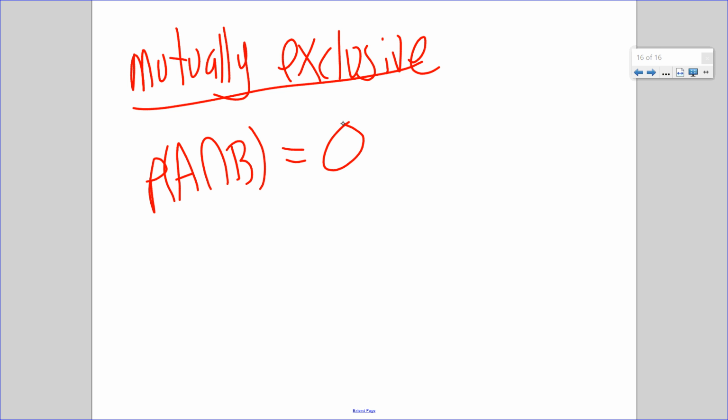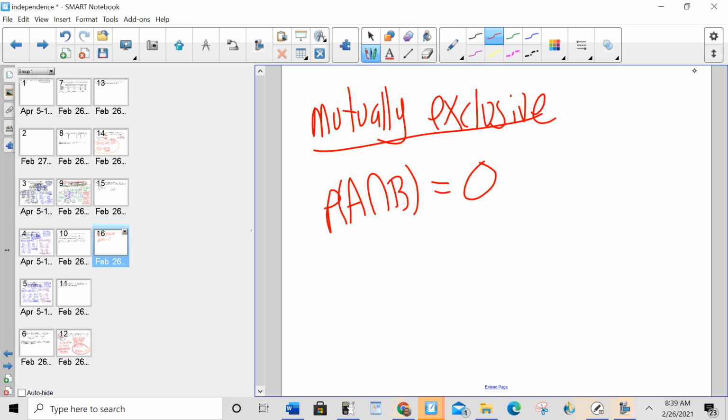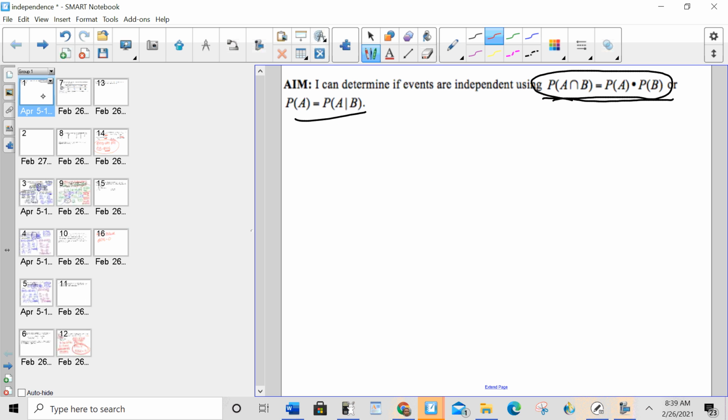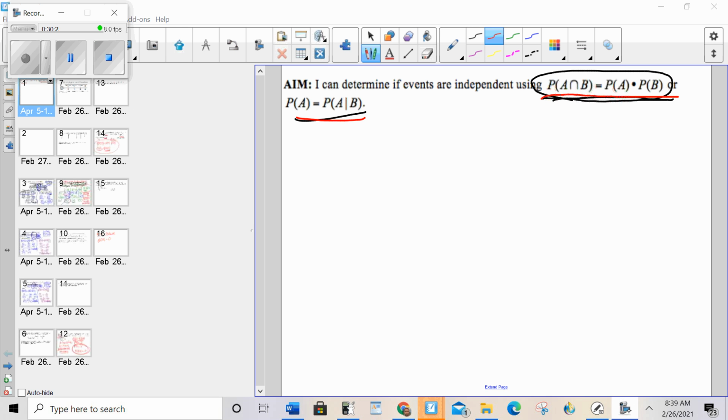So your classwork/homework is to finish this. This is a very, very, very commonly asked Regents topic. To determine if events are independent, you have two choices. You have P of A and B equals P of A times P of B, and P of A equals P of A slash B for independency.